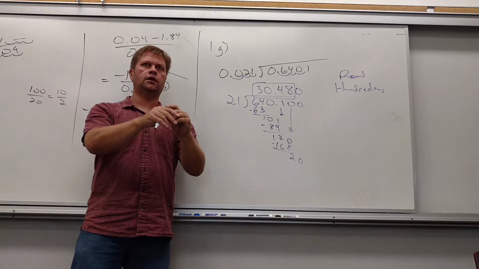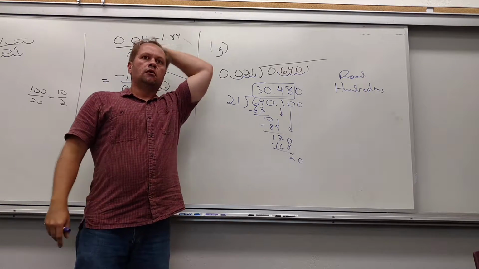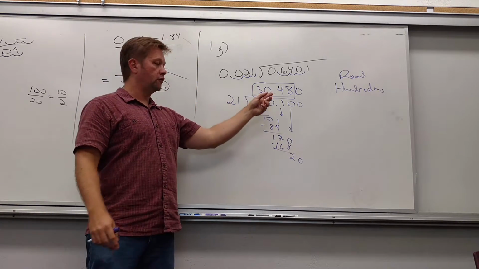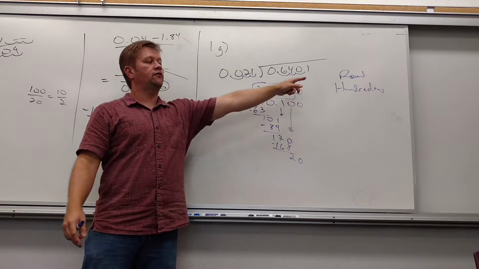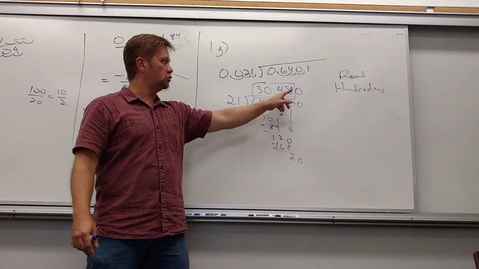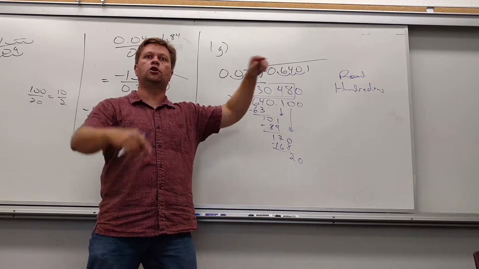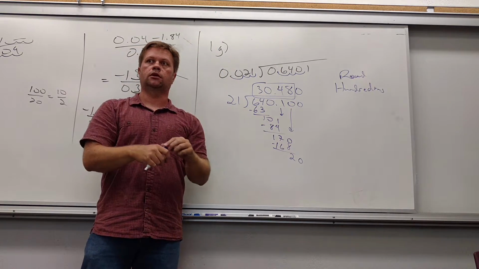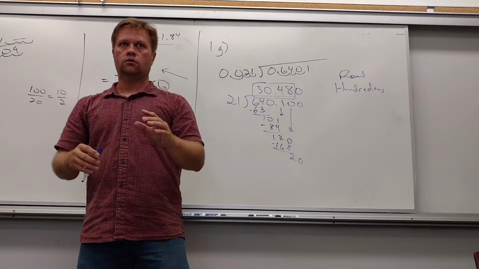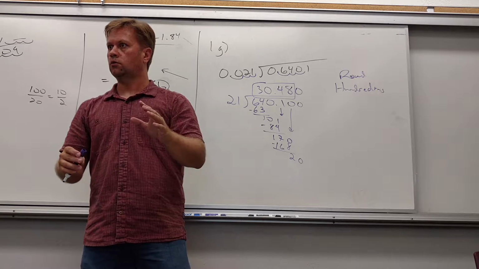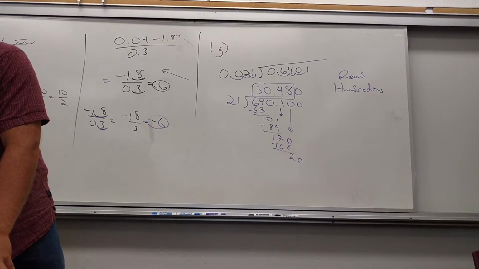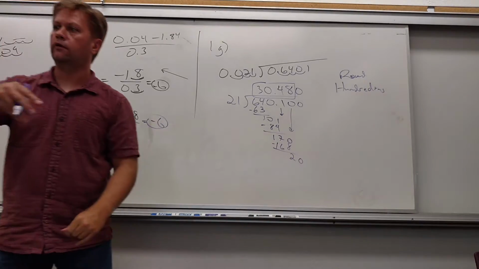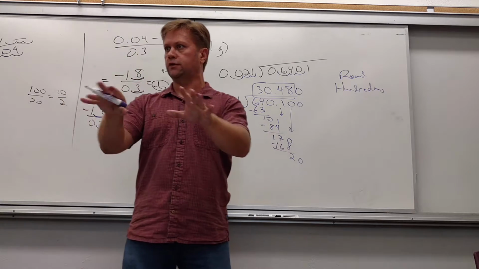Do you hit or do you stay? I stopped at 30.48? Sure. But, like I said, if on the test they say round to the hundredths place, you have to go out to this place so you know whether to go up or stay. Exactly. 5 or higher, you go up. 4 or lower, you stay.